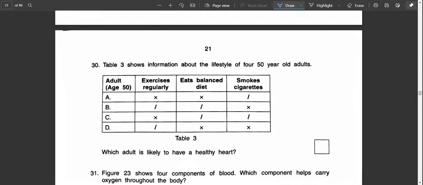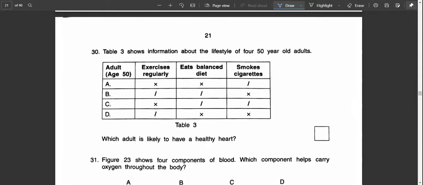30. Table 3 shows information about the lifestyle of a person for 50 years old adults. Which adult is likely to have a healthy heart? This one is just common sense. If a person exercises regularly, they should be healthier. So A and C should be out. A person that eats a balanced diet should be healthier. This is quite obvious. So the answer is B, and shouldn't smoke at all. So it's B.